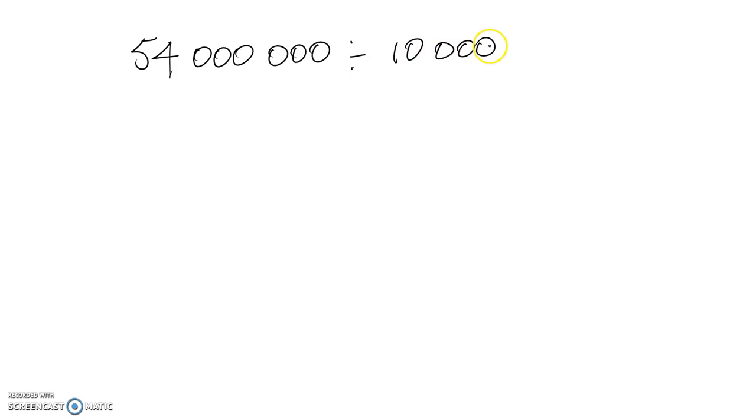Let's go a bit bigger. Let's go 54 million divided by 10,000. Now that's starting to look complicated, but it is very easy if we use our cancelling method. Cancel 1 zero from both sides, 2 zeros from both sides, 3 zeros from both sides, 4 zeros from both sides. We're now left with just 1, so our answer is 5,400.